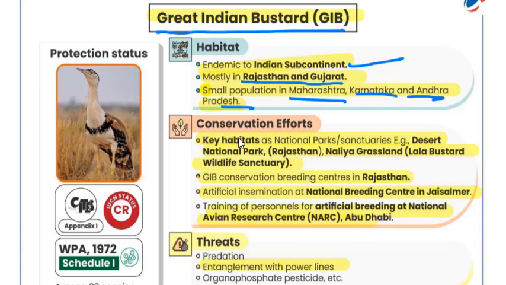Conservation efforts: key habitats as national parks and sanctuaries. Examples: Desert National Park in Rajasthan, Naliya Grassland, that is Lala Bustard Wildlife Sanctuary. Great Indian Bustard Conservation Breeding Centers in Rajasthan, artificial insemination at the National Breeding Center in Jaisalmer, training of personnel for artificial breeding at the National Avian Research Center in Abu Dhabi. If you want, you can just look at it as informative, not in detail. Okay. Next is about the threats.